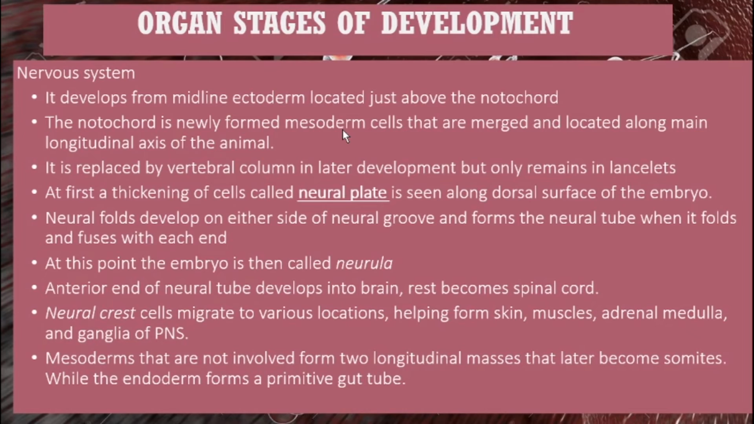nervous system. So the nervous system will develop from the midline ectoderm located just above the notochord. The notochord is newly formed mesoderm cells that are merged and located along the main longitudinal axis of the animal. It is replaced by vertebral column in later development, but only remains in lancelets.